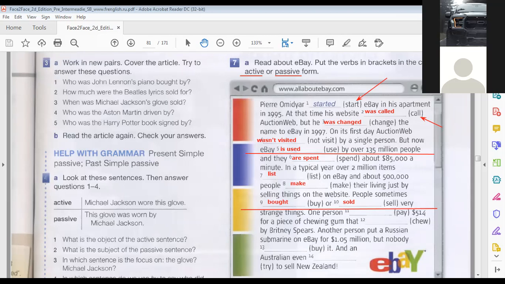You have to use the same verb in the brackets. And then you have the choice: if you want active, fine, if you want passive, fine, it's up to you. Okay. $514 for a piece of chewing gum that chewed by Britney Spears.